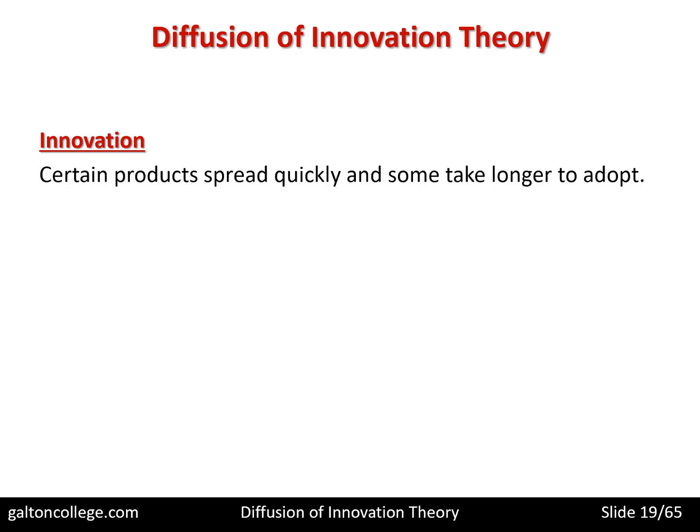Certain products spread quickly, and some take longer to adopt. Some, perhaps related to the fashion industry, may be adopted very rapidly. A new design for a pair of shoes, or a new design for a jacket or a hat or whatever it is, these may be adopted very quickly, whereas other products may take a long time to adopt. May take a long time to be introduced.